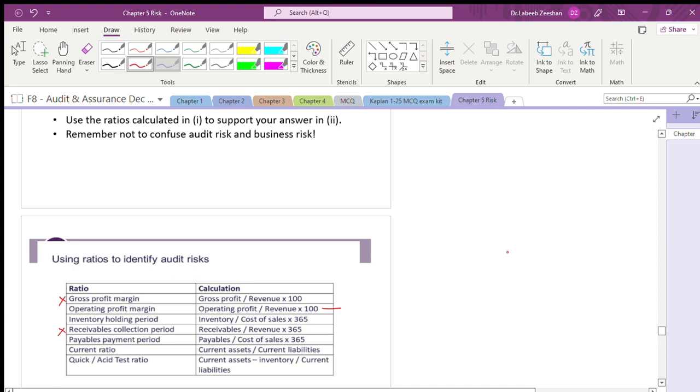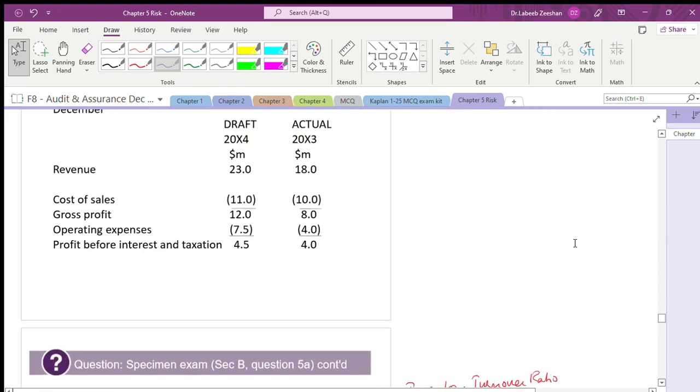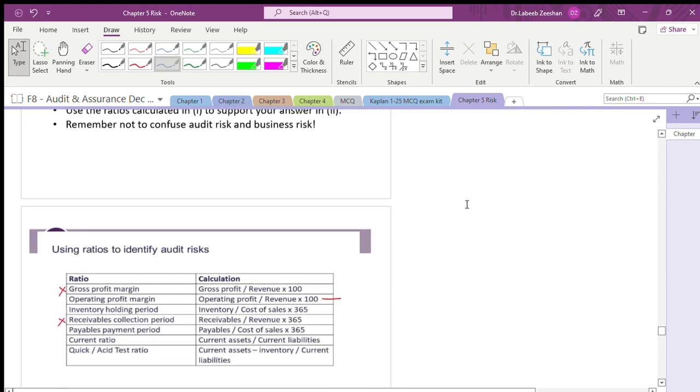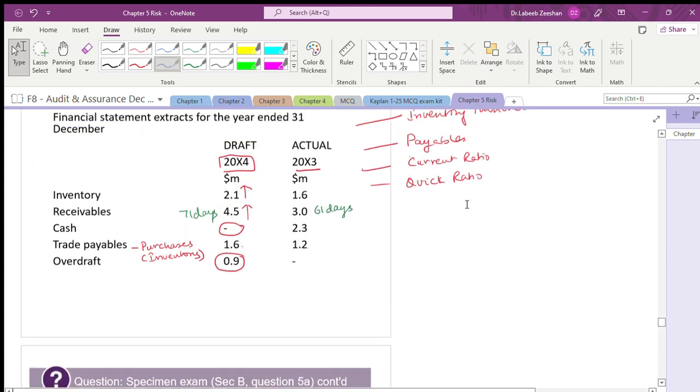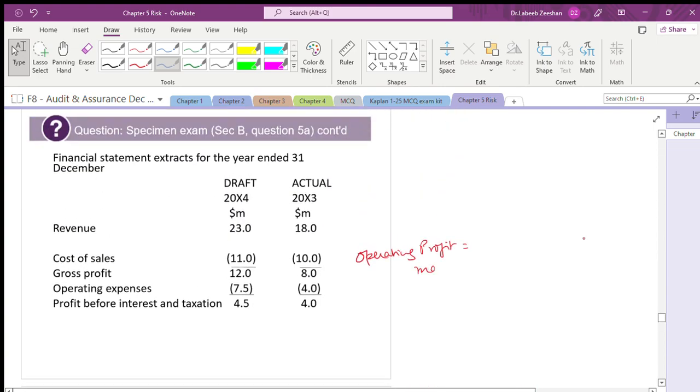What is the operating profit divided by revenue? How much is the operating profit they mention here? Operating profit before interest and tax, 4.5 and 4. Is it right? I will write here: operating profit. Operating profit ratio, operating profit margin.